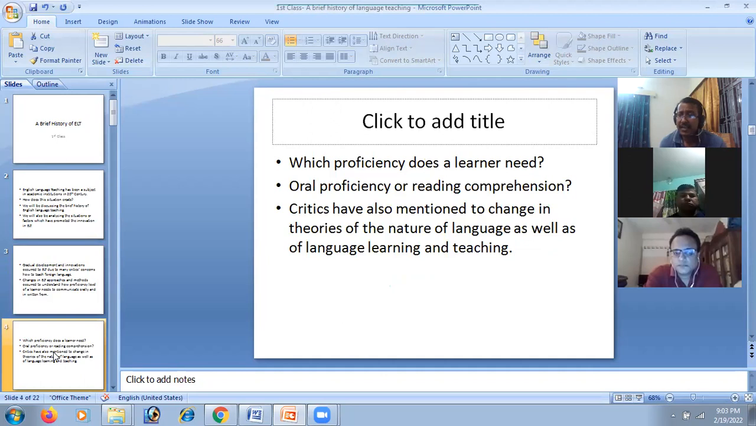And critics have also mentioned that changes have been made in theories of nature. That means the way we will be learning the French language, the way we will be learning the Arabic language, those theories cannot be applied in learning the Bangla language. Those theories cannot be applied in learning the Tamil language. So for this reason, the theories have also changed through the history of English language learning, or through the history of foreign language learning. That was the scenario.